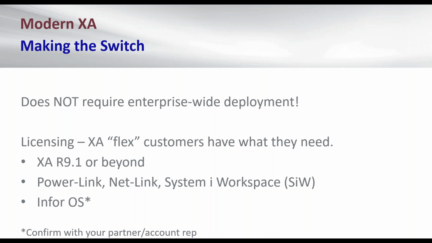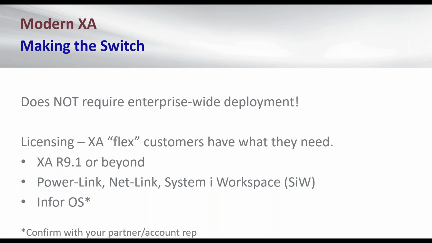Okay. The biggies that we need to make sure are in place for transitioning are going to be making sure that you're at least at an XA release 9.1, preferably 9.2. You've got PowerLink installed, Netlink installed, and then SystemI Workspace. That's a component. It has another underlying requirement called SystemI Manager. Together, those are the two things that need to be in place so that we can bring this whole interface up into the portal. Okay.